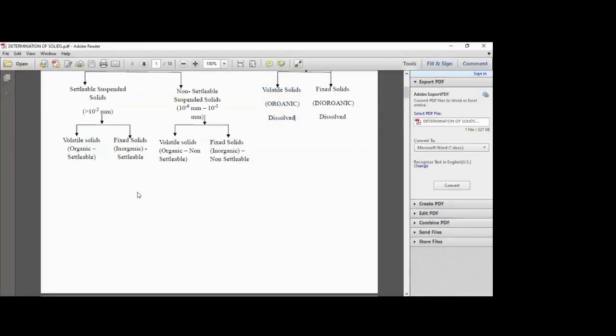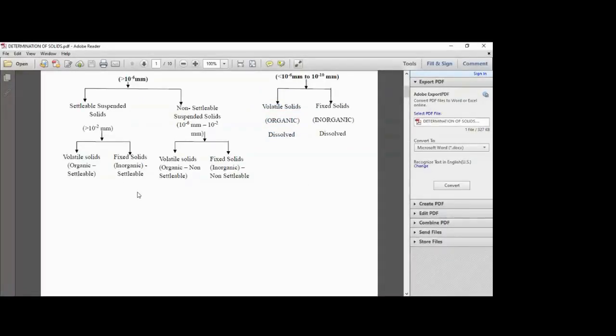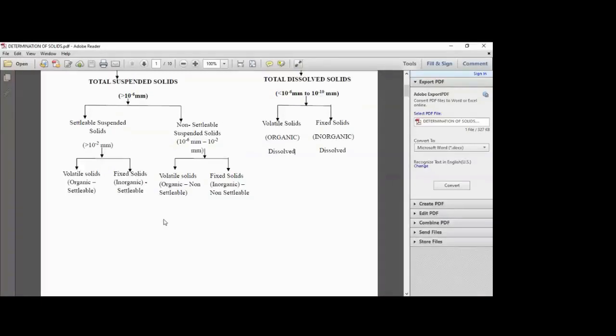Now again, a very, very important thing you'll have to remember: the amount of the sludge that is going to get generated in PST is totally dependent upon this particular factor, that is the organic settlable solids, right? The amount of grit that is going to get removed in the grit chamber is totally dependent upon the concentration of the inorganic settlable solids.